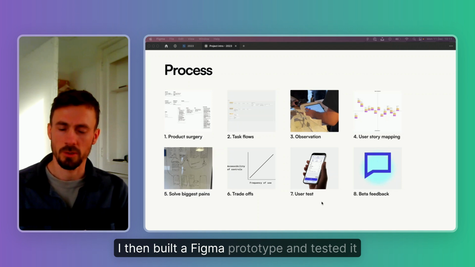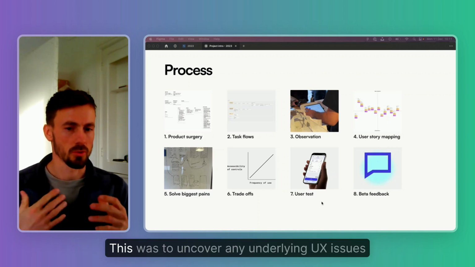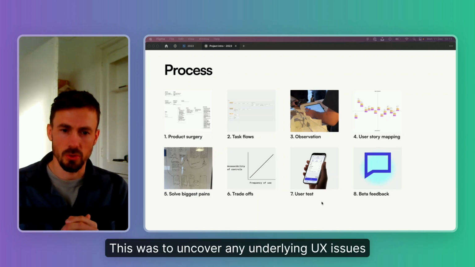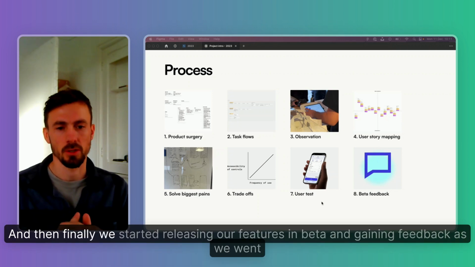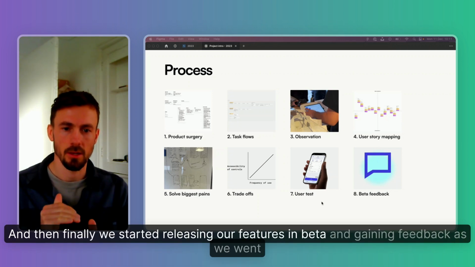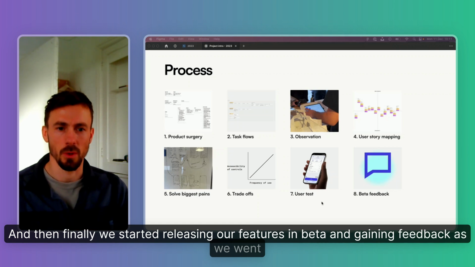I then built a Figma prototype and tested it. This was to uncover any underlying UX issues. And then finally, we started releasing our features in beta and gaining feedback as we went.